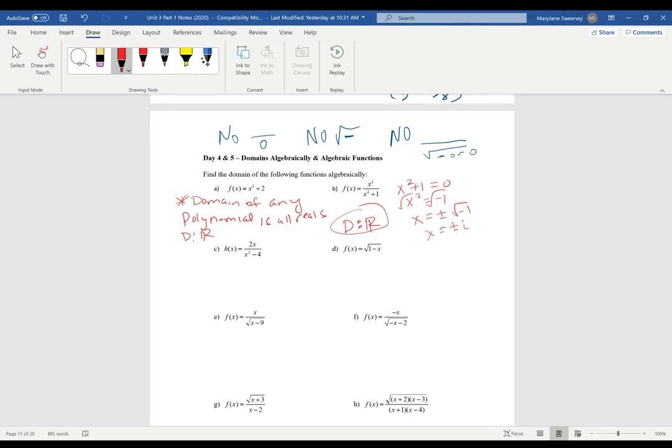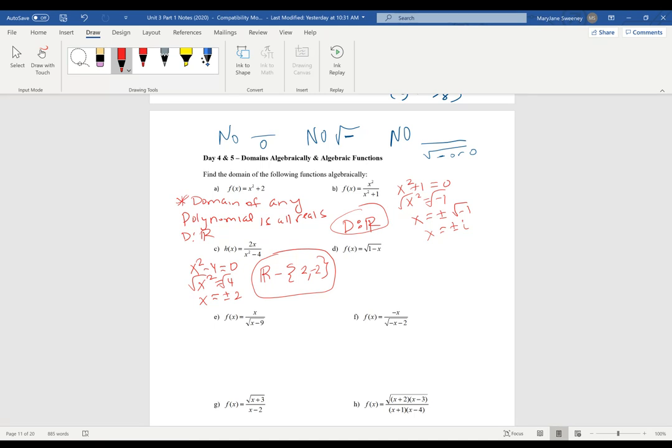Next fraction, numerator is a polynomial, so it's all reals. Denominator, I want to set x squared minus 4 equal to 0. When we square root, we get plus or minus 2. That means x can't be plus or minus 2. So we're going to say all reals except for 2, -2. That is my domain.